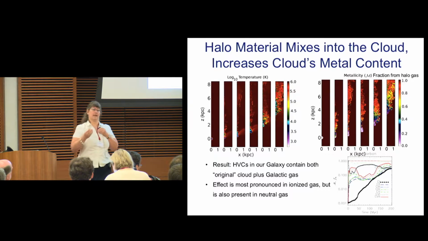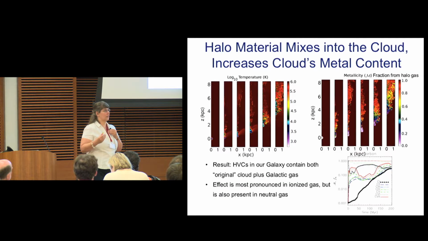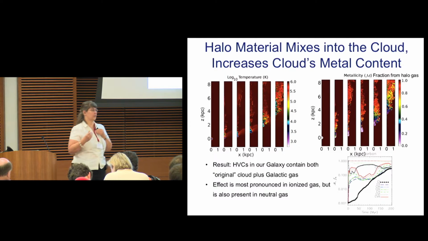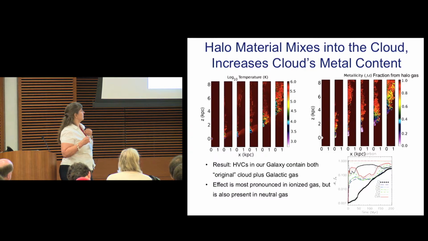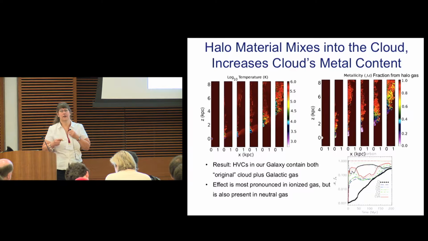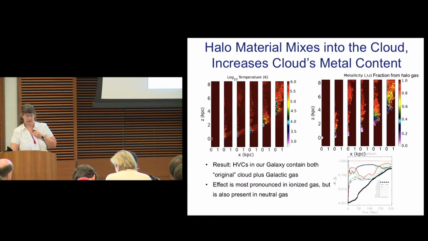But again, let me say, we see some halo gas can cool, and so you can end up with cool halo gas, and you can also end up with recombined halo gas. So you actually can get, say, for example, oxygen 1 that has come from the halo. So the effect is most pronounced in ionized gas, but it is also present in neutral gas. We get up to, say, 20% of the oxygen 1 being due to the halo.